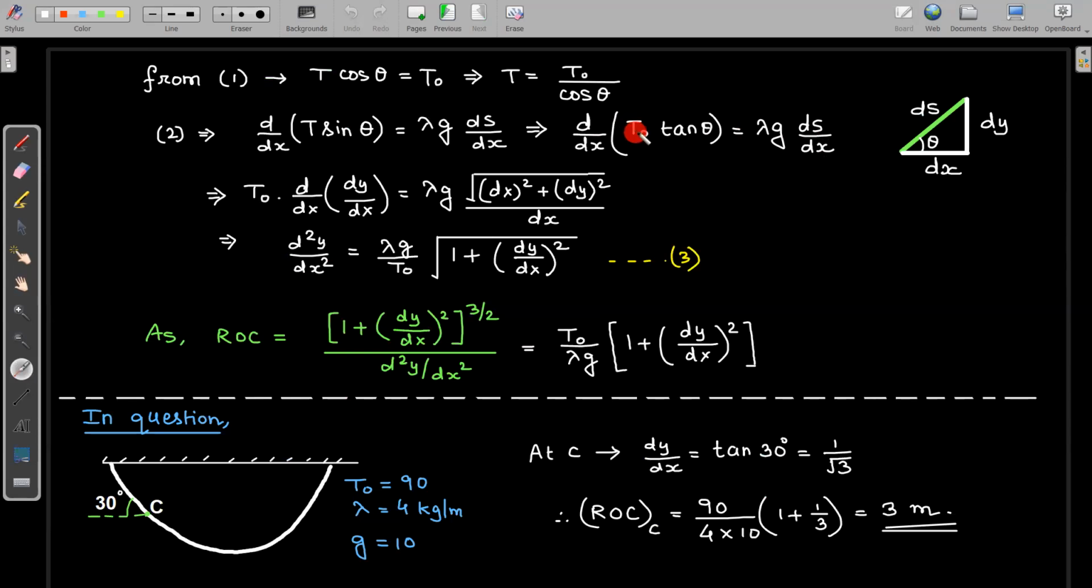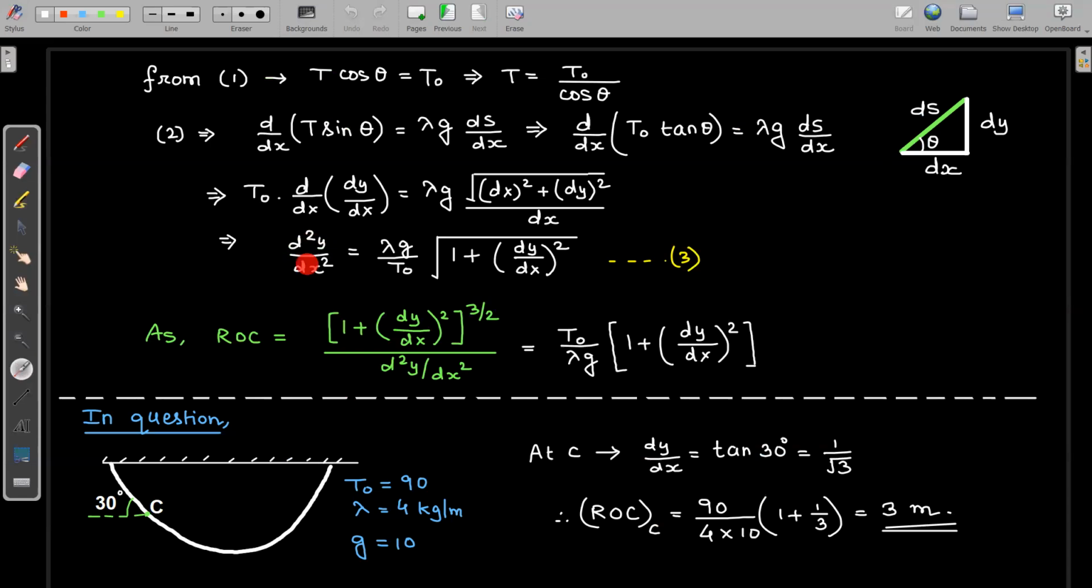Now t naught is a constant, so we can bring this out of the derivative. And tan theta will be the slope of tangent at any point, which I can write as dy by dx. And this ds is a small element of length, so I can consider it approximately like a straight line. I can break this ds into two components, dx and dy, and write ds equal to under root of dx square plus dy square, simply Pythagoras theorem. So ds can be written as under root of dx square plus dy square, divided by this dx term. So d by dx of dy by dx becomes the double derivative of y.